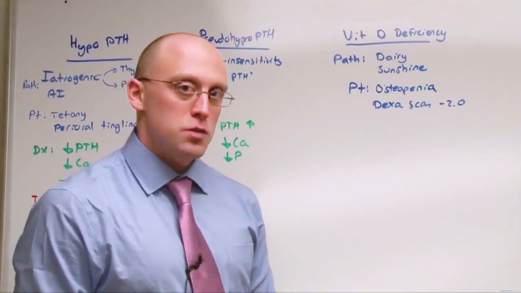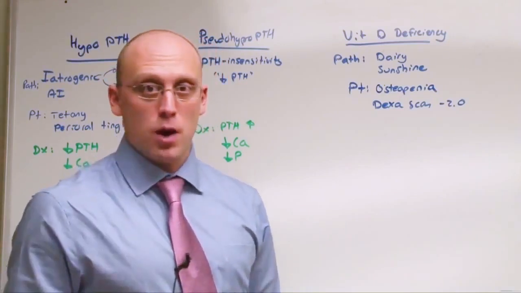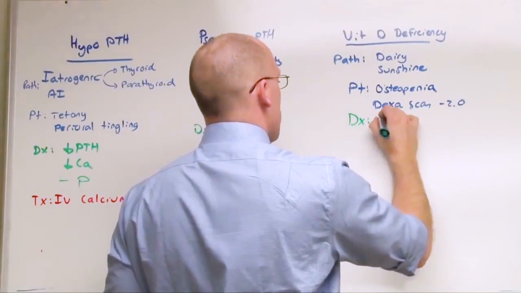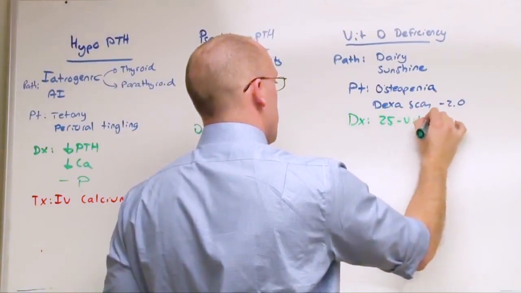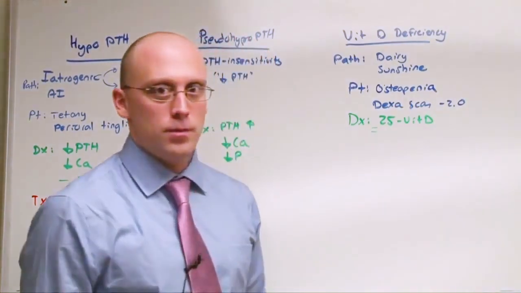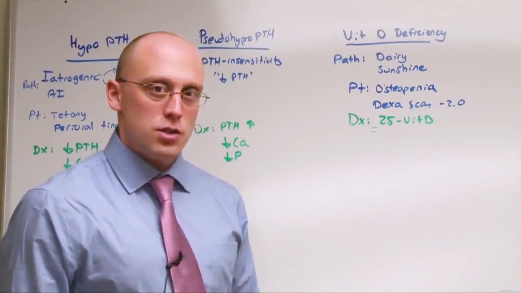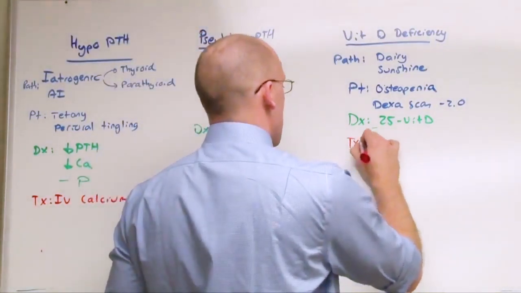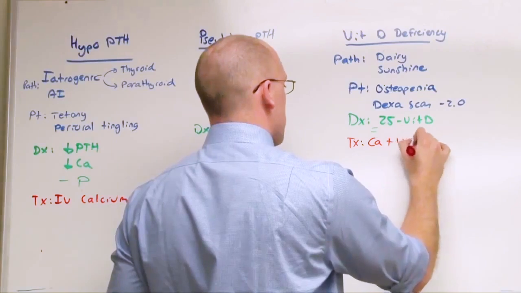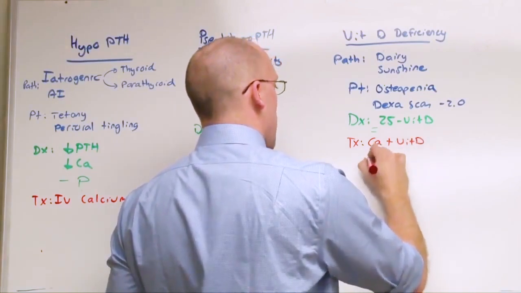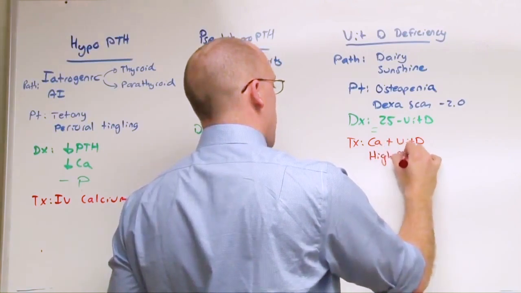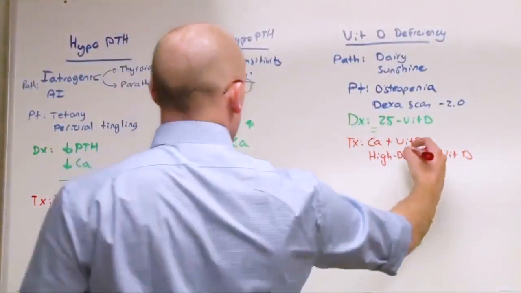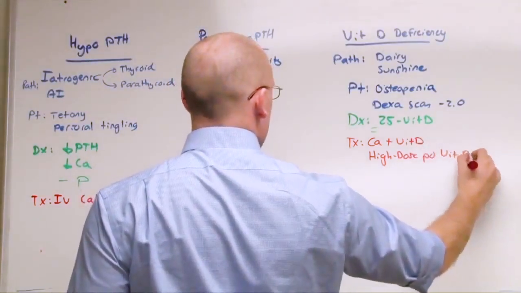The way you diagnose vitamin D deficiency is not by getting parathyroid hormone or calcium at all. What you do is you get a vitamin D level, but it's a 25 vitamin D level, not a 125. And if they are vitamin D deficient, that is the vitamin D level is less than 30, you're going to treat them with calcium and vitamin D. You will start them off with high dose PO vitamin D.